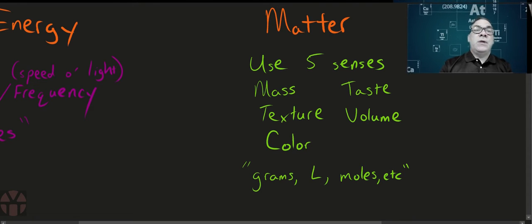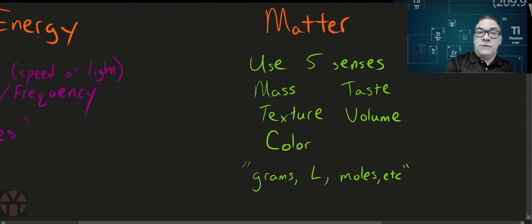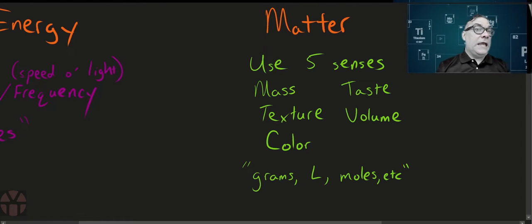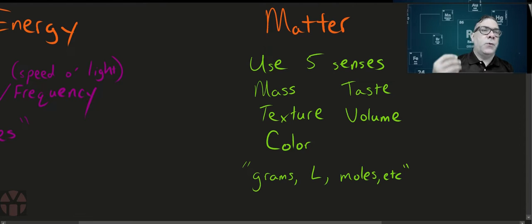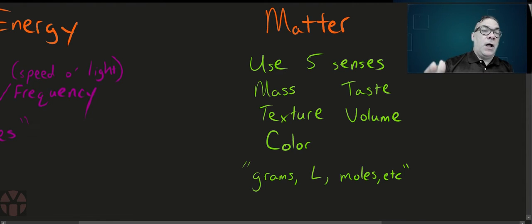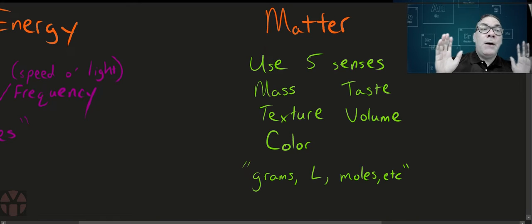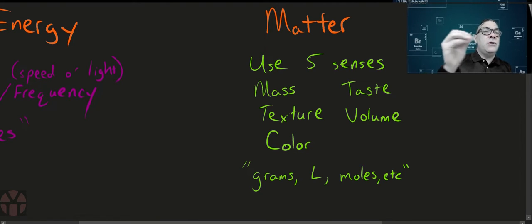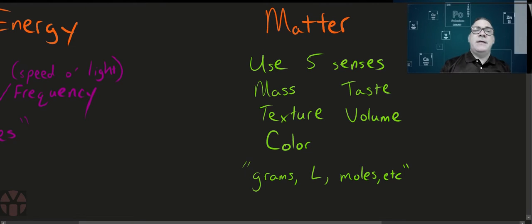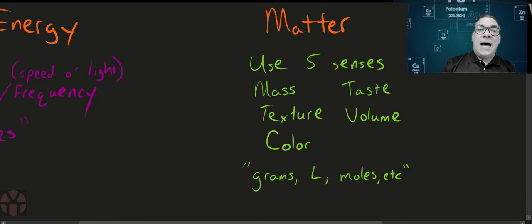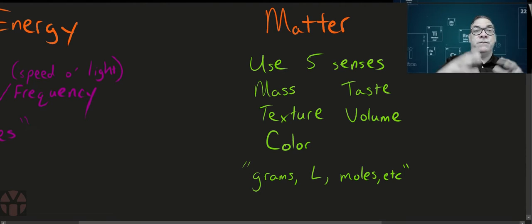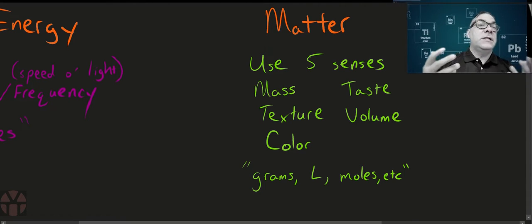So again, we can do things like measure the mass of an object, right? You can only measure mass if it's matter. How something tastes, you're actually tasting chemicals and whatnot. So again, matter, particles, right? How it feels, the volume, the color. And when we talk about matter, there's going to be a lot of units that we can use to describe it. So if I want to describe the amount of mass in an object, I might use something like grams. If I want to talk about how much volume it occupies, I might use liters, right?